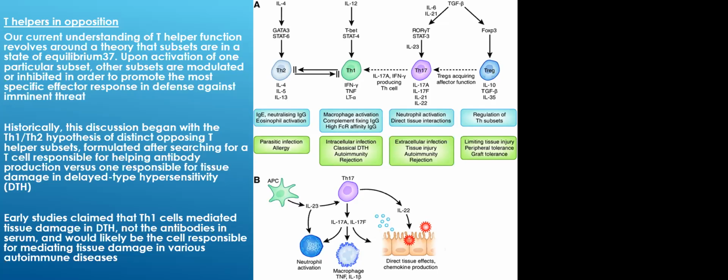And before, we knew that Th1 is responsible for cell-mediated immunity, which is the delayed type hypersensitivity reaction. We know that Th2 is responsible for humoral immunity, and if abnormally activated, they will lead to allergies, right? So the early studies claimed that Th1 mediates tissue damage in delayed type hypersensitivity by cytotoxic T cells, and they are the ones responsible for tissue damage. That's what we learned before. We had no clue that there was Th17 at that time, or Treg.